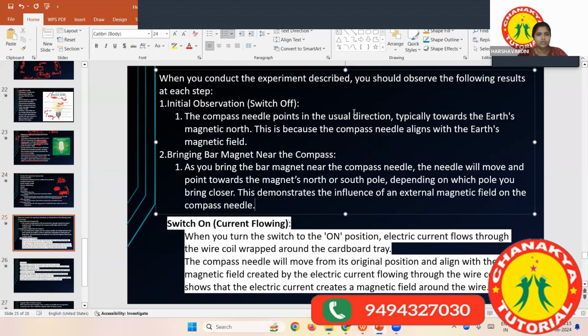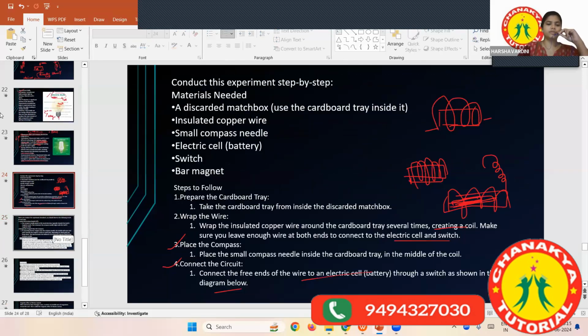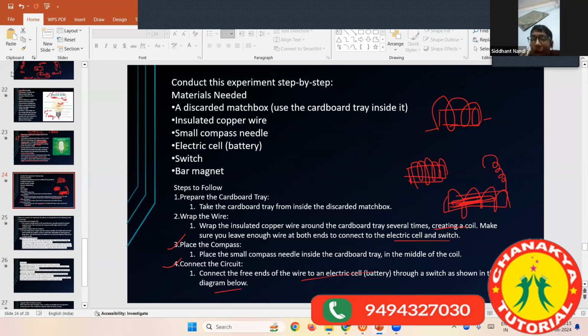So when you conduct the experiment, describe. Before going to the result, can you guess what will happen? Ma'am, I have drawn one diagram. Can I show you? Yeah. Okay, ma'am.